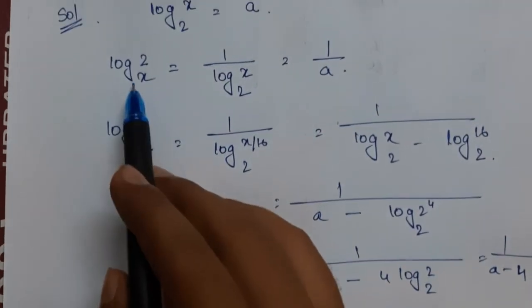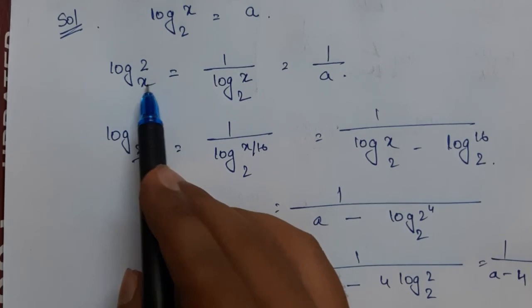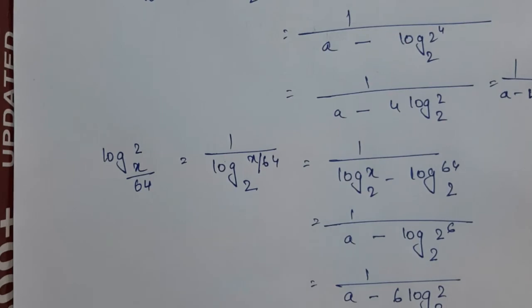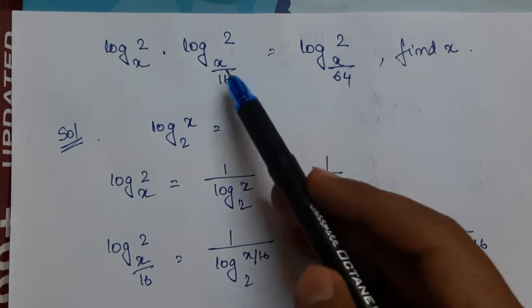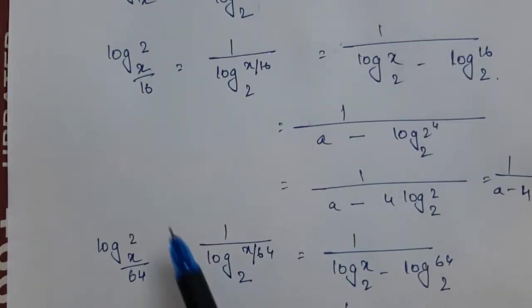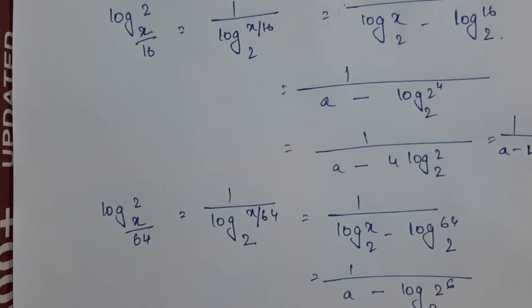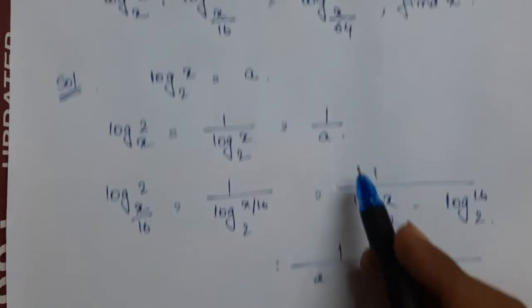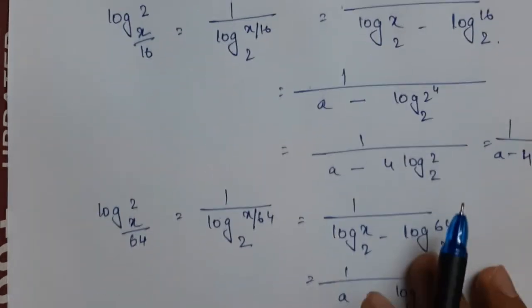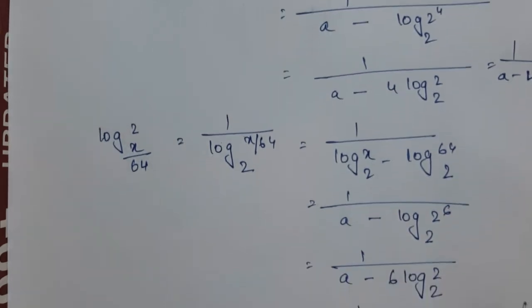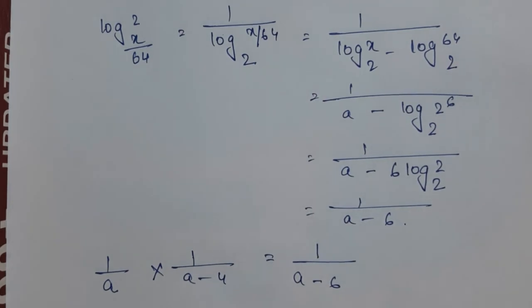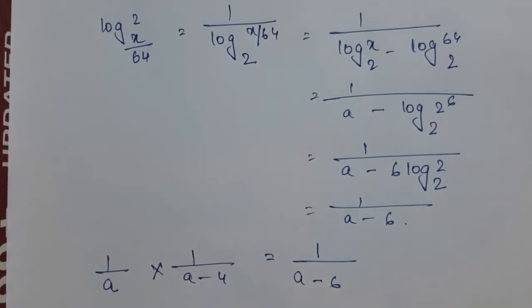Now if we substitute all these values, log of 2 to the base x is 1 by a. So it is 1 by a into log of 2 to the base x by 16, which is 1 by a minus 4, and the last, log of 2 to the base x by 64, is 1 by a minus 6. Now let us solve this problem.